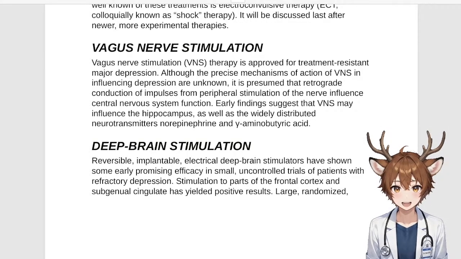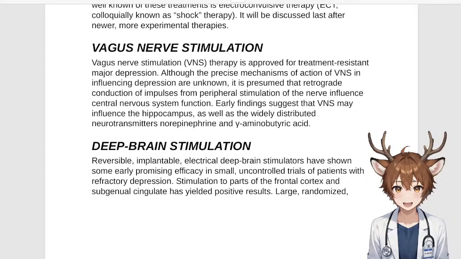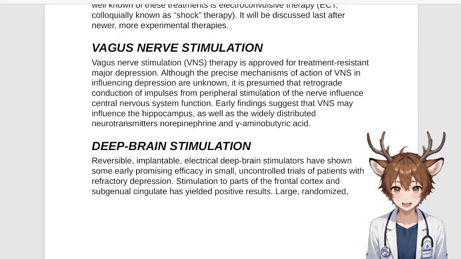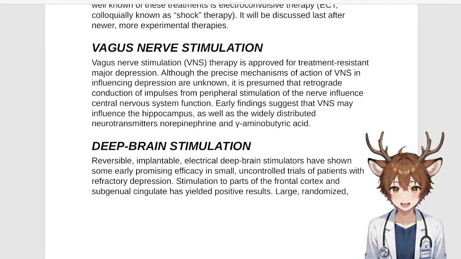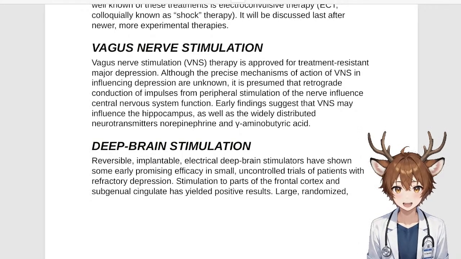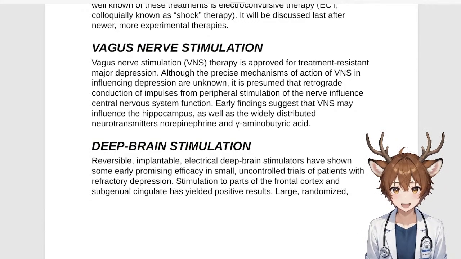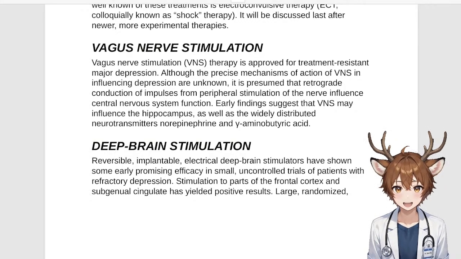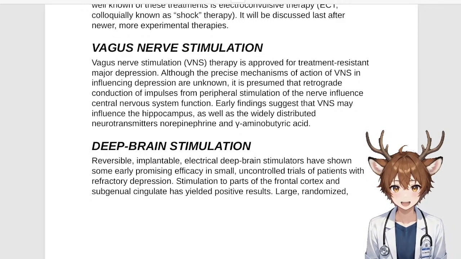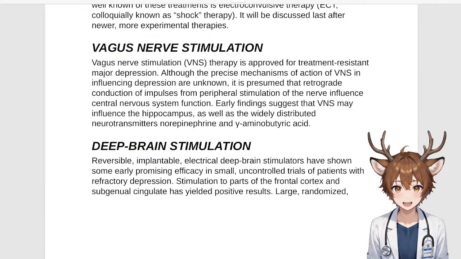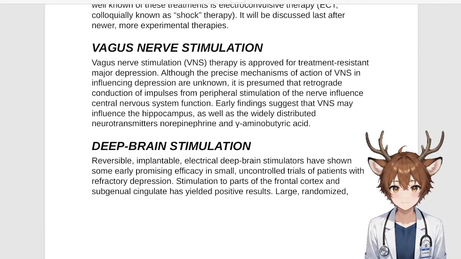Vagus nerve stimulation. Vagus nerve stimulation therapy is approved for treatment-resistant major depression. Although the precise mechanisms of action of VNS in influencing depression are unknown, it is presumed that retrograde conduction of impulses from the peripheral stimulation of the nerve influence central nervous system function. Early findings suggest that the VNS may influence the hippocampus as well as the widely distributed neurotransmitters norepinephrine and gamma-aminobutyric acid, or GABA.